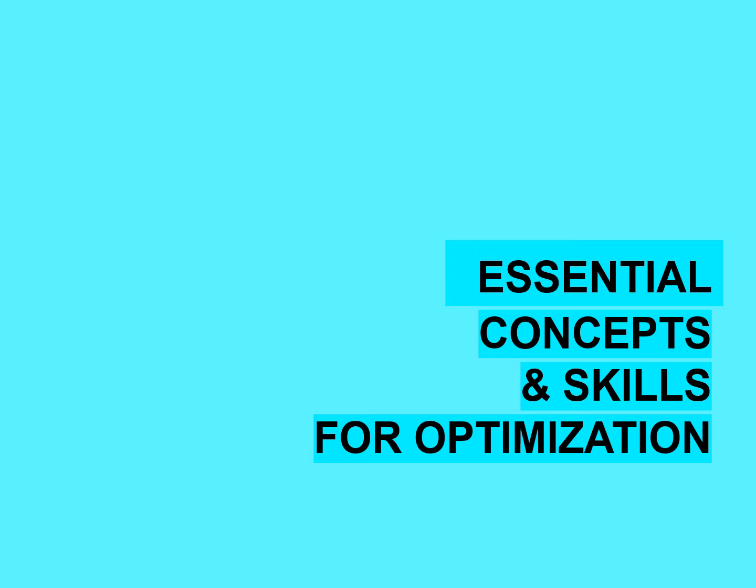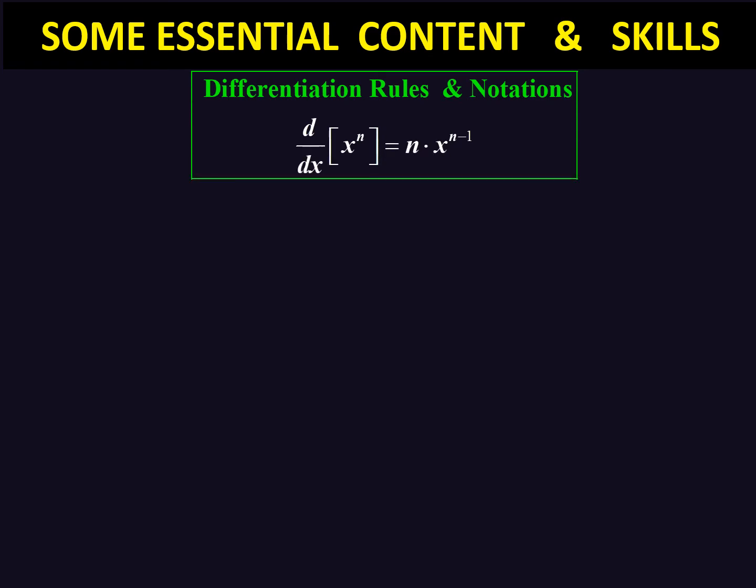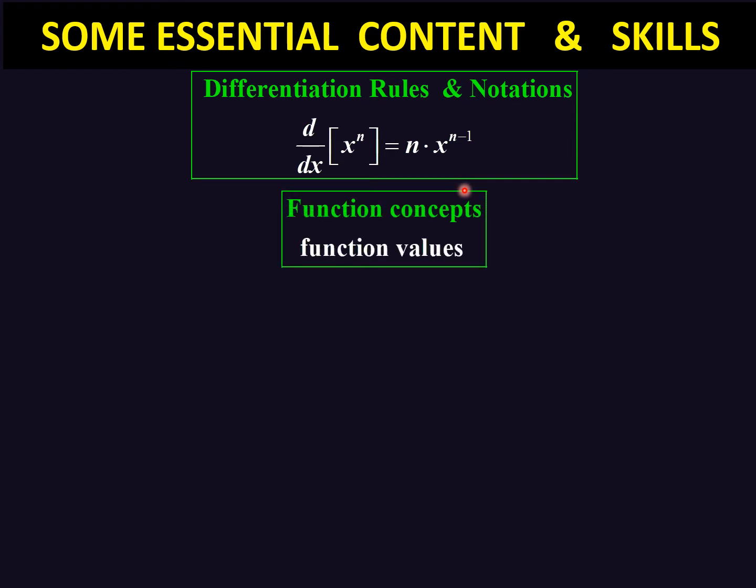But before we can actually do these optimization problems, it's necessary for you to know that there are certain basic things or concepts that you require. The most essential and primary skill that you're going to need in this one is your differentiation rules and the different notations that we use. As you can see here we have the d/dx notation, and I have a power, and let's differentiate that power. It becomes nx^(n-1). Then we're going to need some function concepts, and specifically trying to determine function values by substituting.